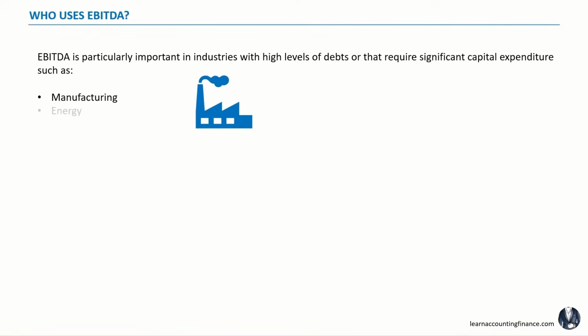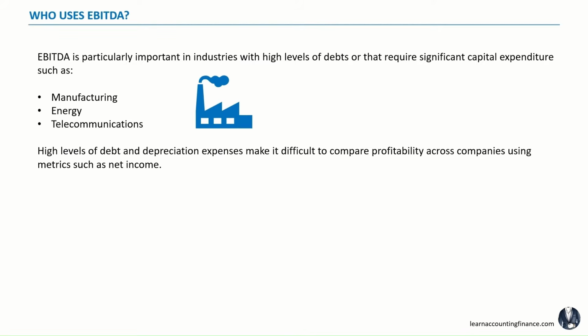For example, manufacturing, energy, and telecommunication. The high levels of debt and depreciation expense make it difficult to compare profitability across different companies within these industries. And using a metric such as net income does not help because it includes expenses such as depreciation, amortization, interest, and taxes. But frankly, EBITDA is used by a wide range of stakeholders and across the board.